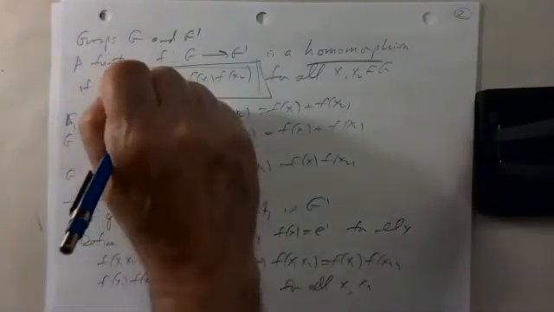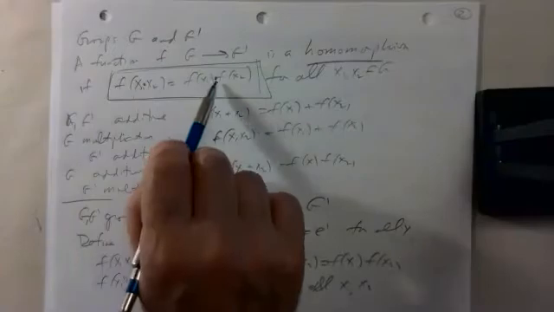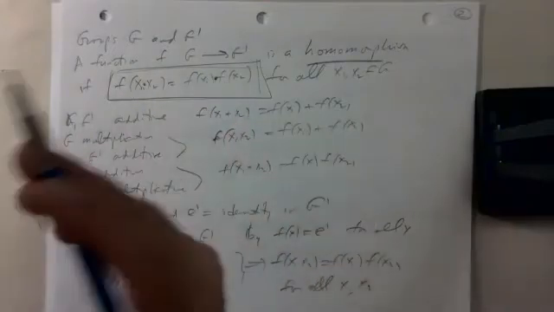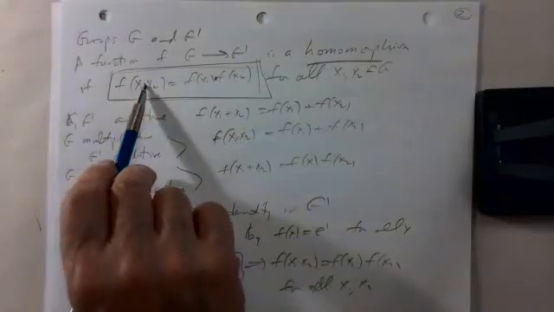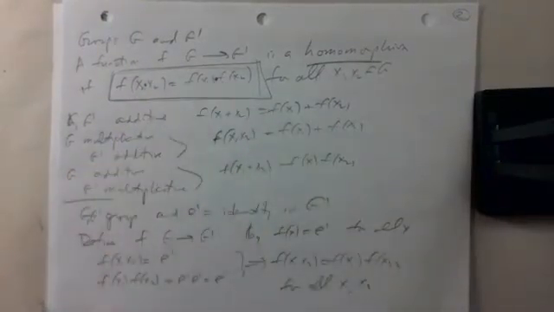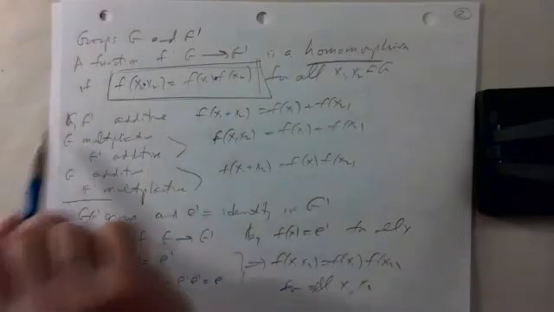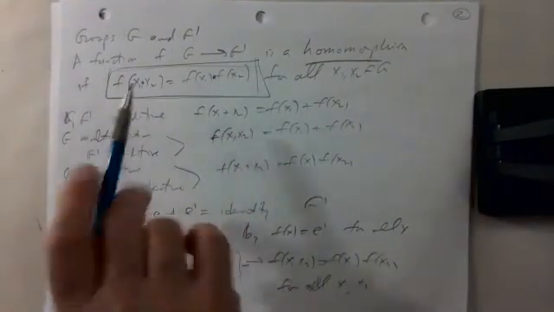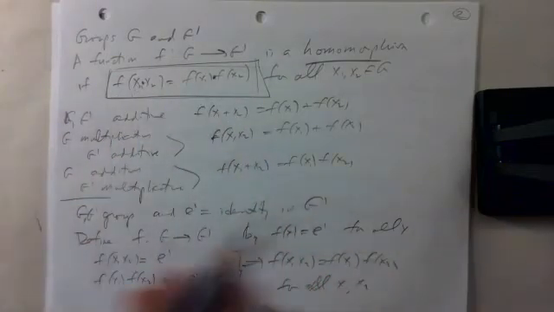I should really put maybe a little symbol here. This dot just means whatever is the operation. Could be multiplication, could be addition, could be something else, doesn't matter. This is the operation in G, this is the operation in G prime. And this is a homomorphism. Now, an isomorphism is a homomorphism, that means satisfies this, that is also one-to-one and onto.